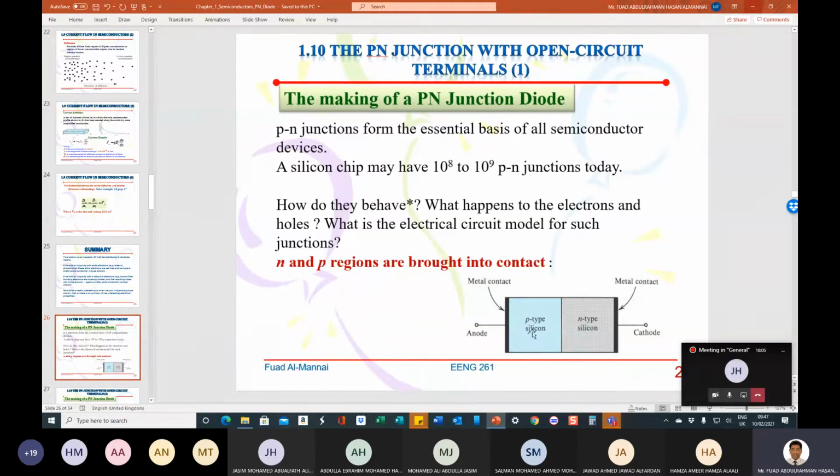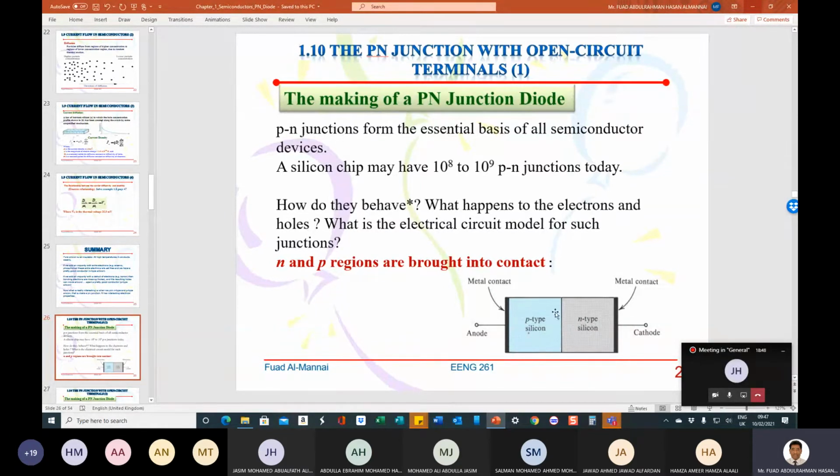When we put them together like this, we put a metal over here and a metal over here. Why do we do that? It's because we want a solid contact with the N-type silicon and a solid contact with the P-type silicon. Then we put a terminal here. The terminal on the N-type side we call the cathode, and the terminal on the P side we call the anode. So remember, the anode is on the P-type side and the cathode is on the N-type side.